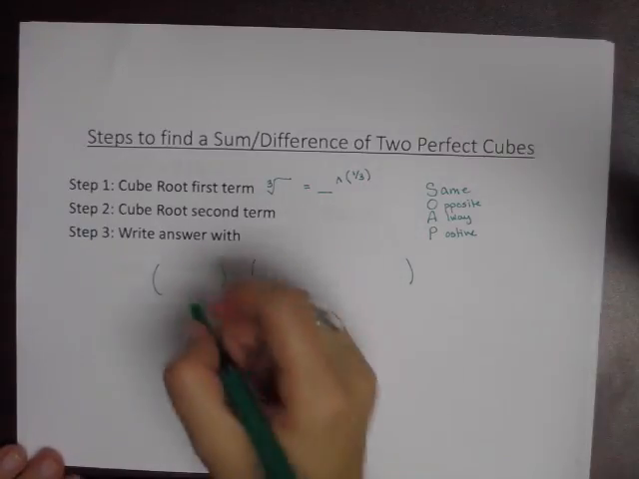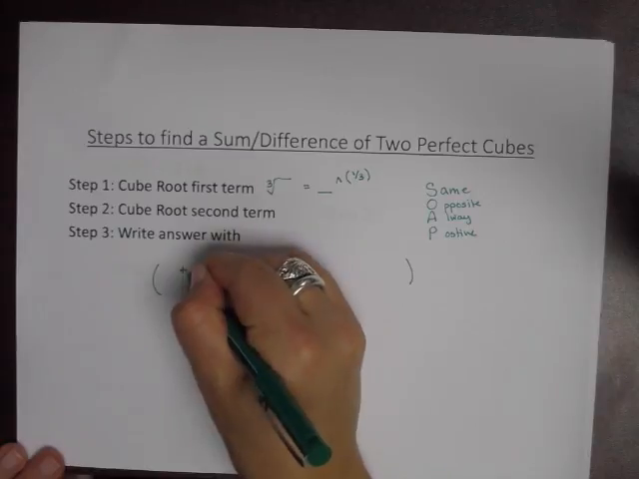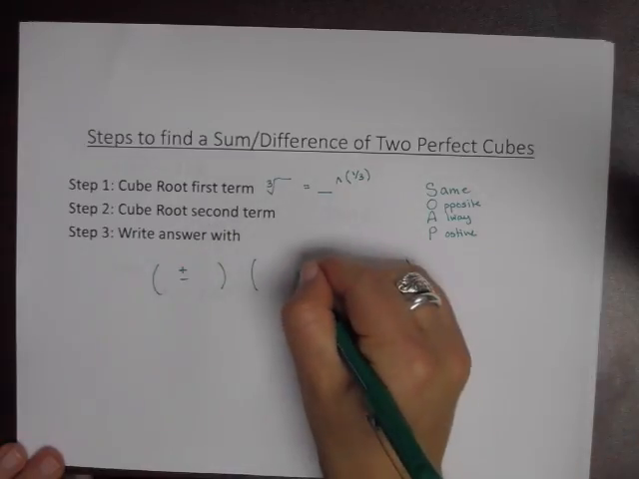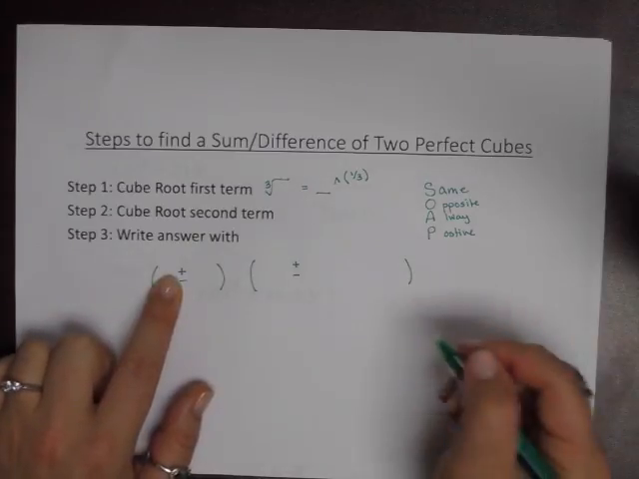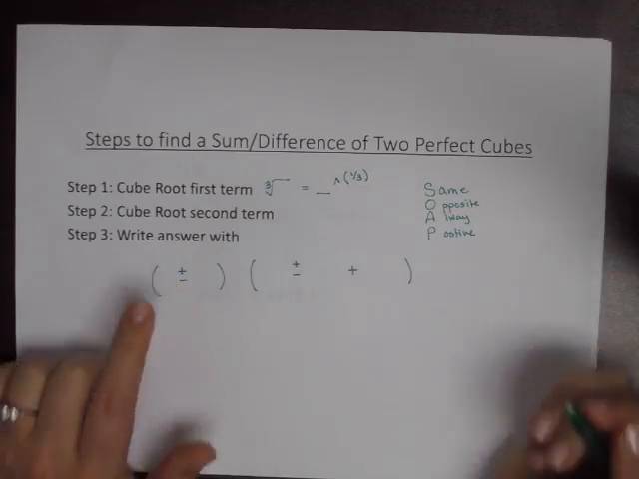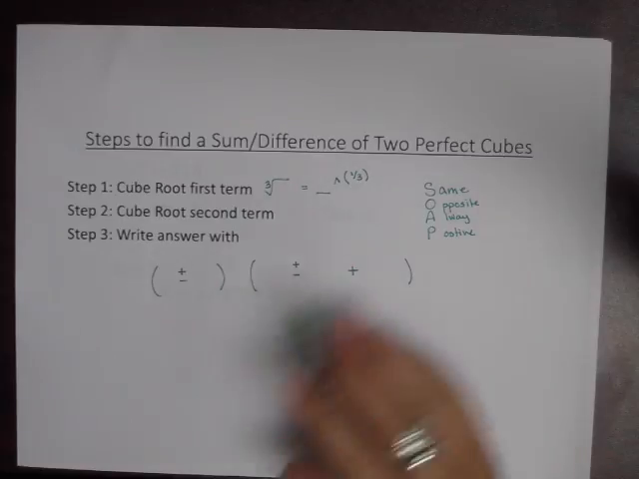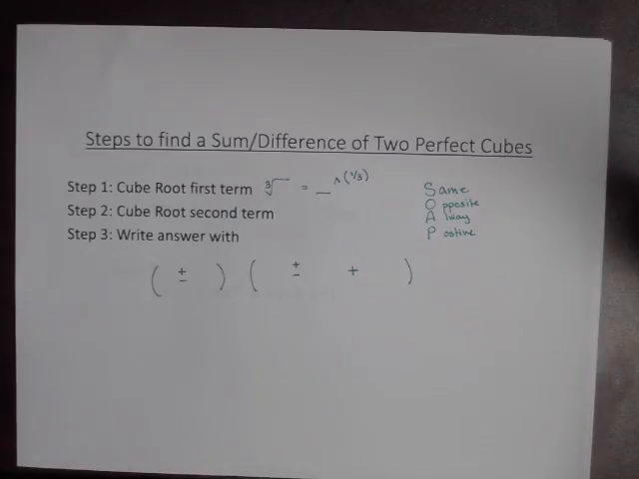So we know that it's going to be a binomial. That's going to be a plus or minus. It's going to be the same, or it's going to be the opposite, and then it's going to be always positive. I promise when we get going with it, it will make more sense.